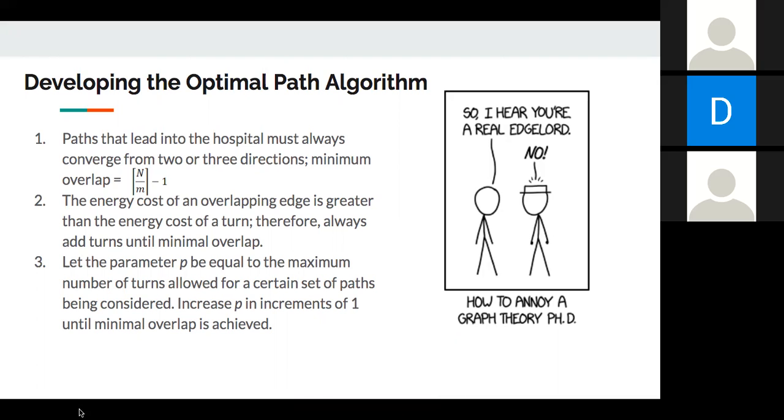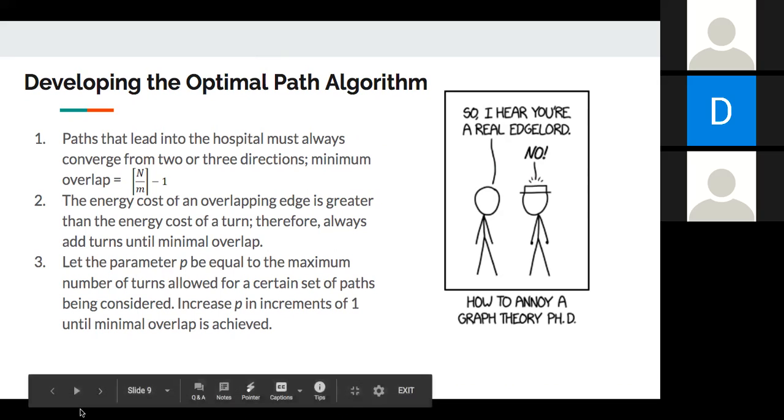Since an overlapping edge has a higher energy cost than the energy cost of a turn, as we prioritize low overlap over more turns, adding turns to reduce an equal or greater amount of overlap is always optimal. So therefore, we should always add turns until minimal overlap.